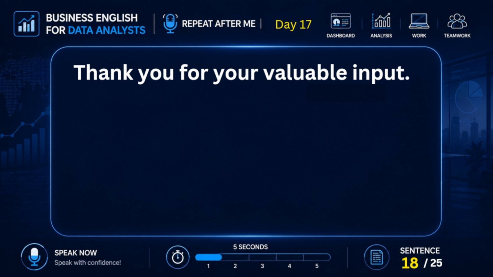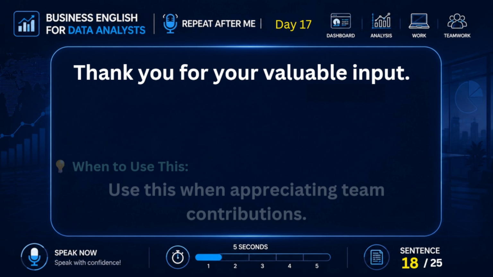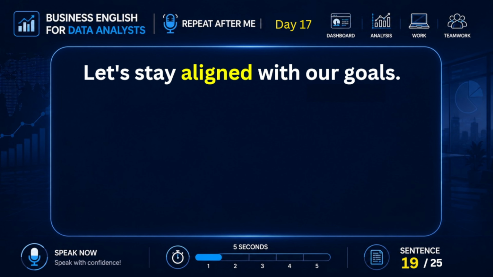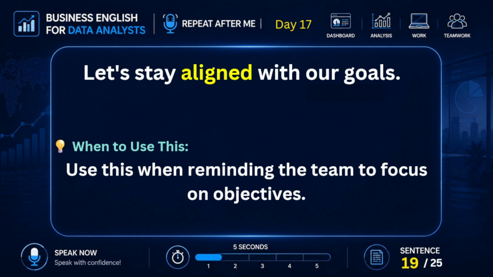Thank you for your valuable input. Use this when appreciating team contributions. Let's stay aligned with our goals. Use this when reminding the team to focus on objectives.